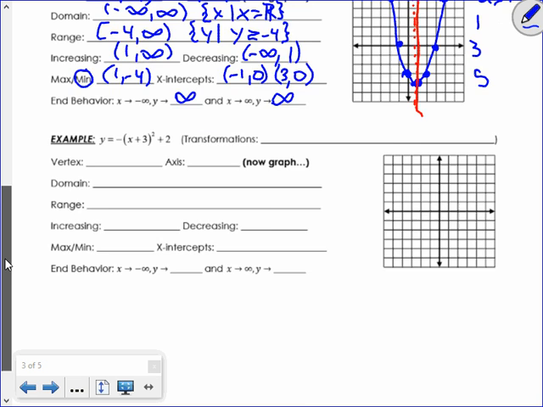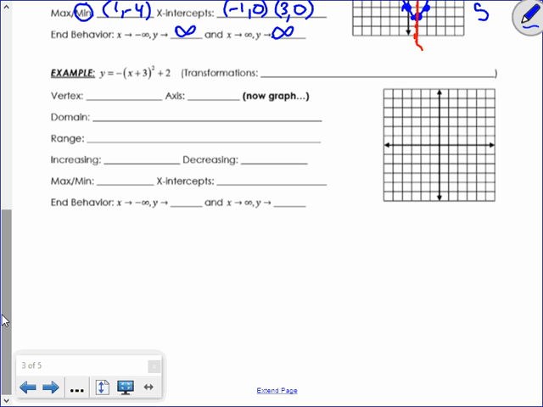All right, let's take a look at the second one. Anybody tell me what the transformations are? All right, we have reflect over the x-axis, left 3, and up 2. Same system that we used before. Right, because the negative is at the front or outside of the parentheses, that's an x-axis reflection. Same as with the absolute value.